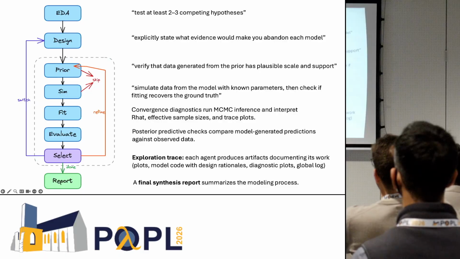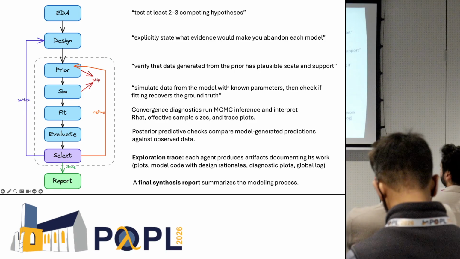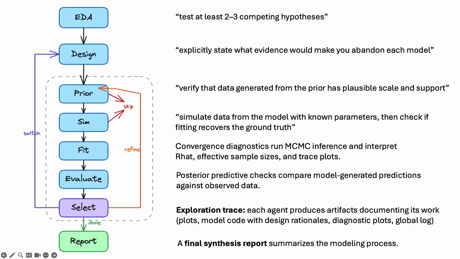You start off by doing exploratory data analysis, and in our prompt we tell the AI agent to test at least 2 to 3 competing hypotheses. This is what we put into the prompt, right? We don't write code to do this, we put it as a prompt. And then there's a design phase, and we'll say, for example, explicitly state what evidence would make you abandon each model. So we're getting it to be critical as well as designing models, and it builds a little ladder of models it wants to try.